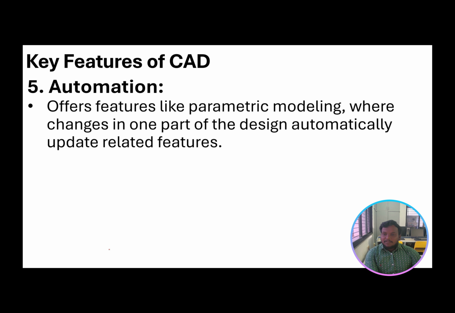The fifth feature of CAD is automation. It offers features like parametric modeling, where changes in one part of the design are automatically updated in related features.